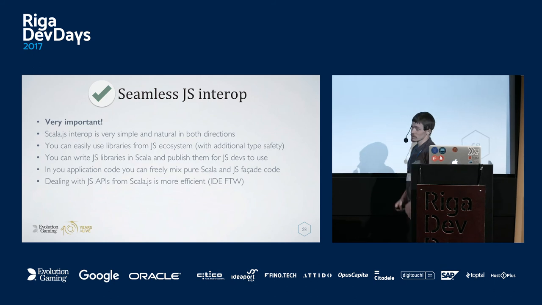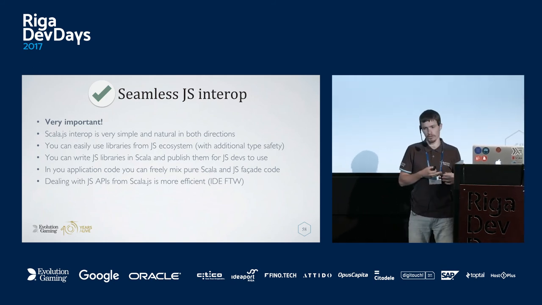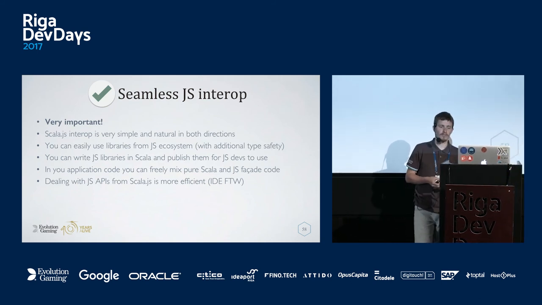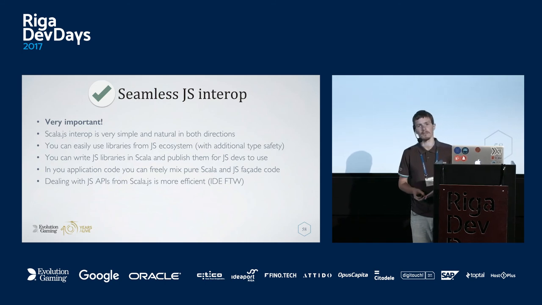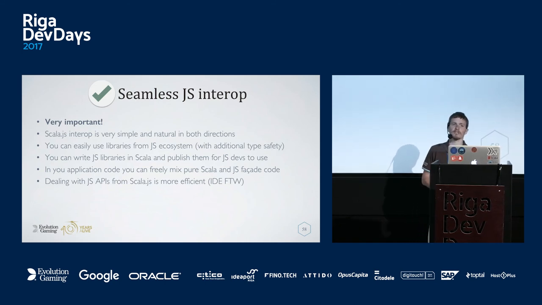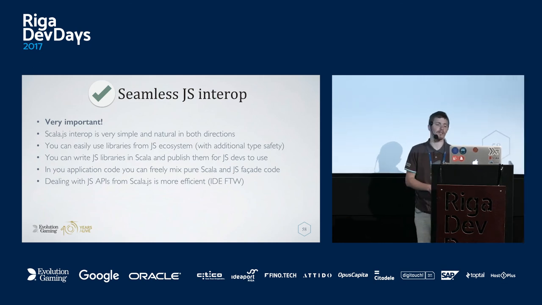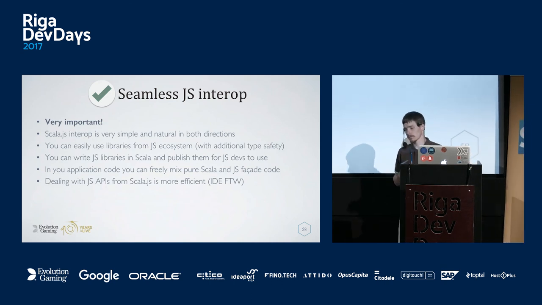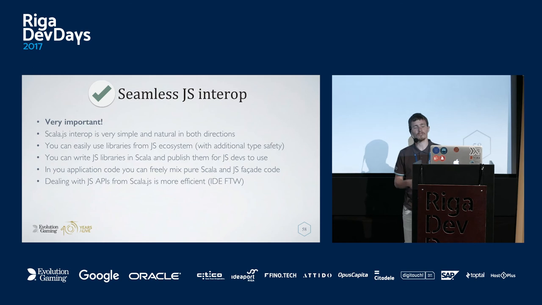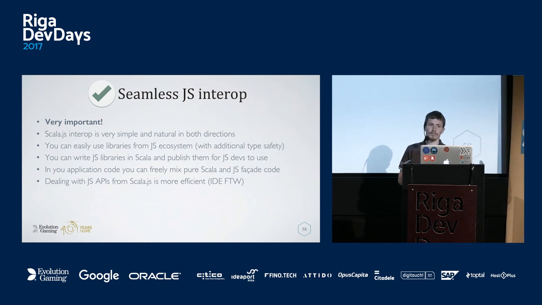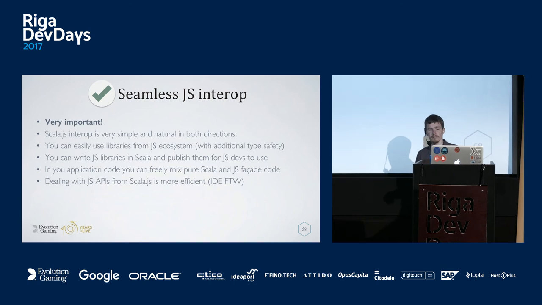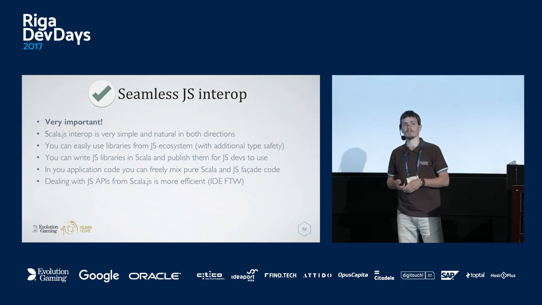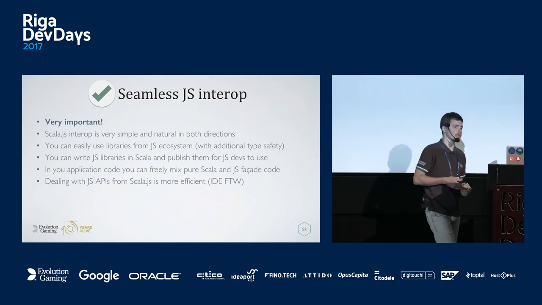So, seamless interop. This is a very important feature because it allows easily using available JavaScript libraries. This is very important for UI frameworks because there is no ScalaJS UI framework these days. We use ReactJS, we use Angular. Compared to other technologies that compile to JavaScript, ScalaJS interop is very simple. It's very nice. I did a little research, and I could say that only PureScript has the same level of expressiveness and simplicity in JavaScript interop.